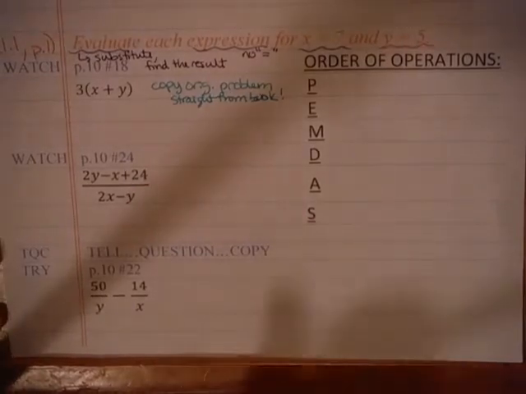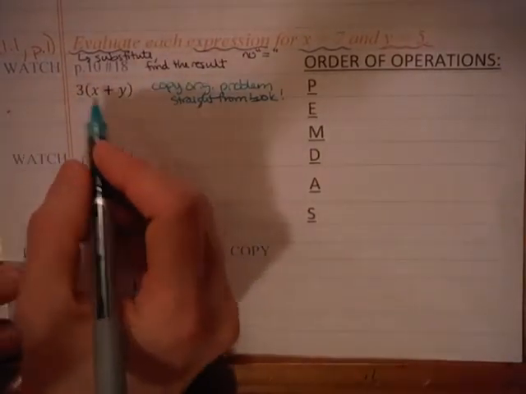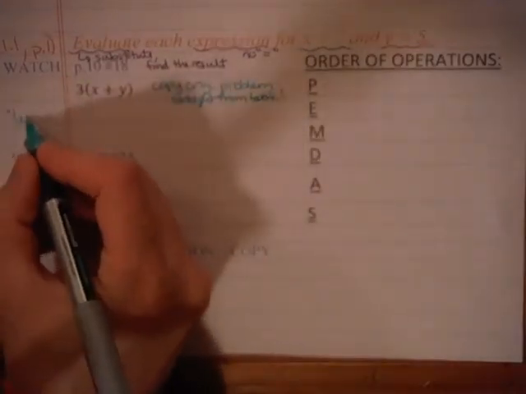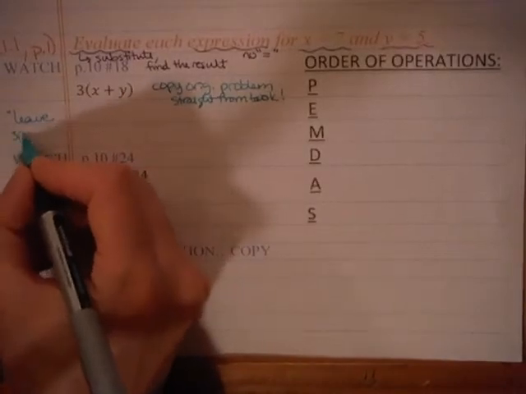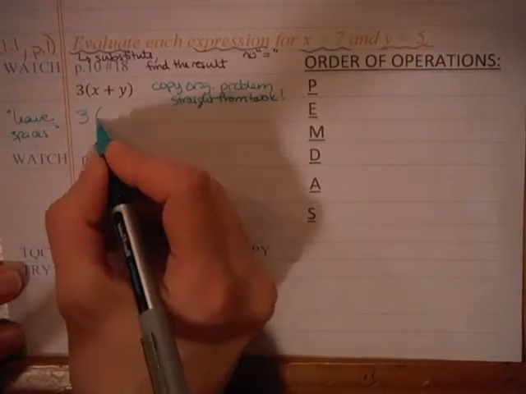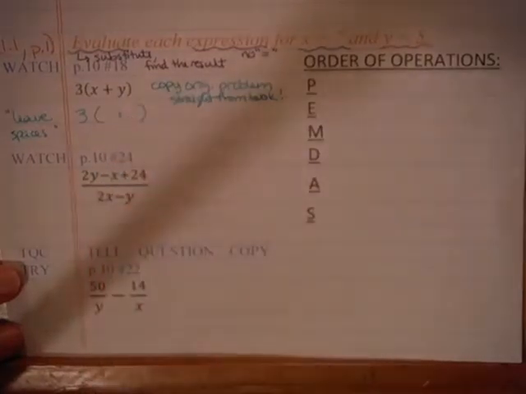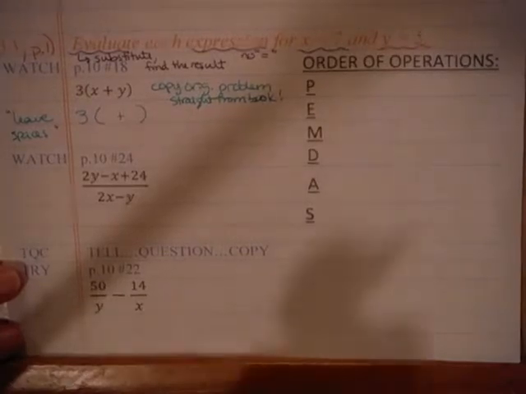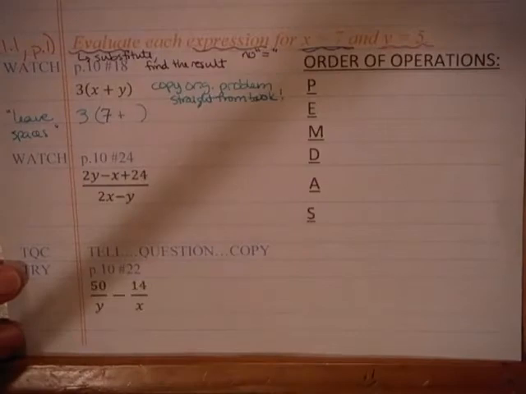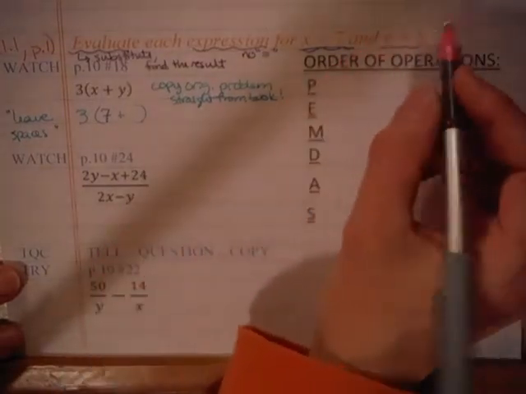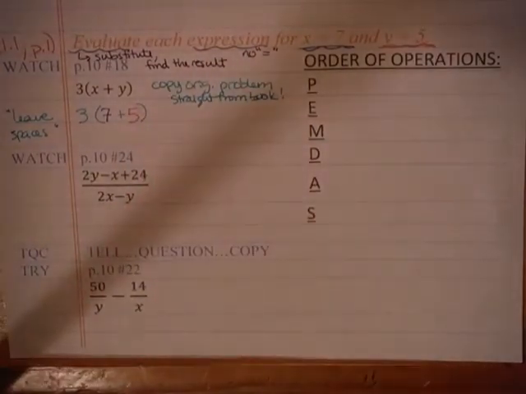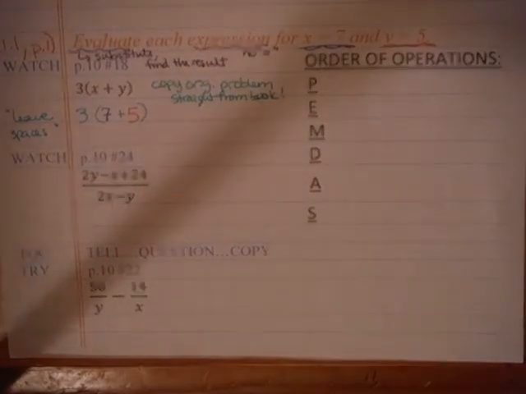And you'll notice one of the techniques I use is once I've copied it and then I take my first step, especially when I'm having to plug things in, I go ahead and leave myself some workspace. So I'm going to rewrite this problem 3 times x plus y, but instead of x and y, I leave some blank spots. Because in this case, we're going to replace the x with 7. So 7 goes here instead of the x. And we're going to replace the y with 5. Those are the values that were given that we're now going to evaluate. And now we're going to figure out what this result is.